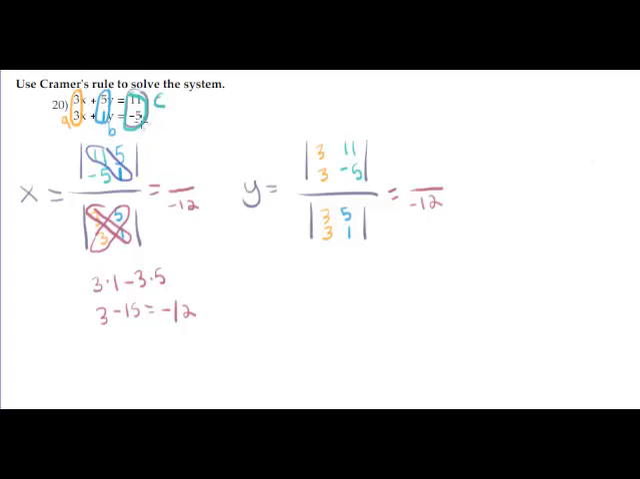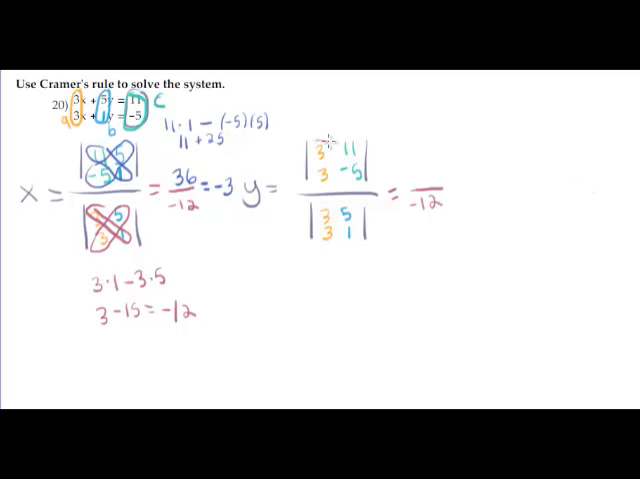11 times 1 minus -5 times 5 gives me 11 plus 25, which is 36, which means 36 over -12 is -3, so x is -3.